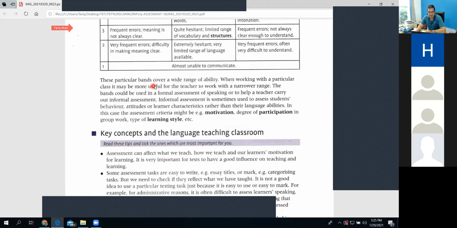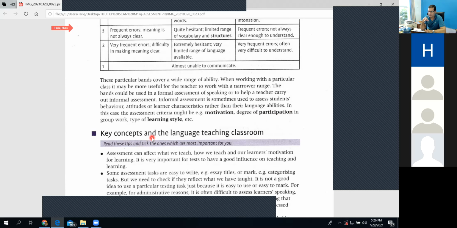These particular bands cover a wide range of ability. This is talking about the bands which they have. When working with a particular class, it may be more useful for teachers to work with a narrower range. The bands could be used for formal assessment of speaking, or to help the teacher inform learners. Informal assessment is sometimes used to assess student behavior, attitude and learner characteristics rather than their language abilities.